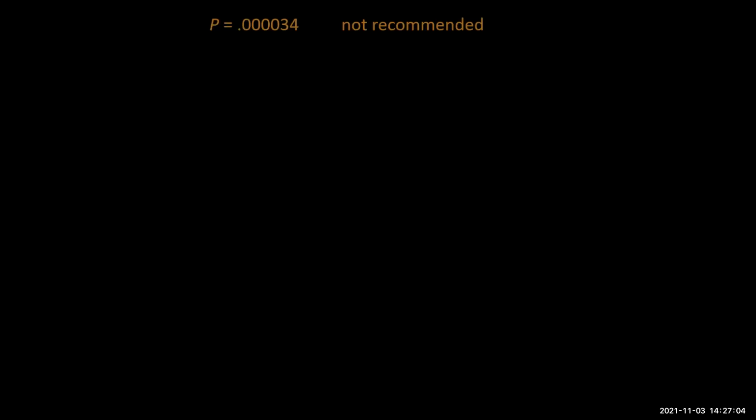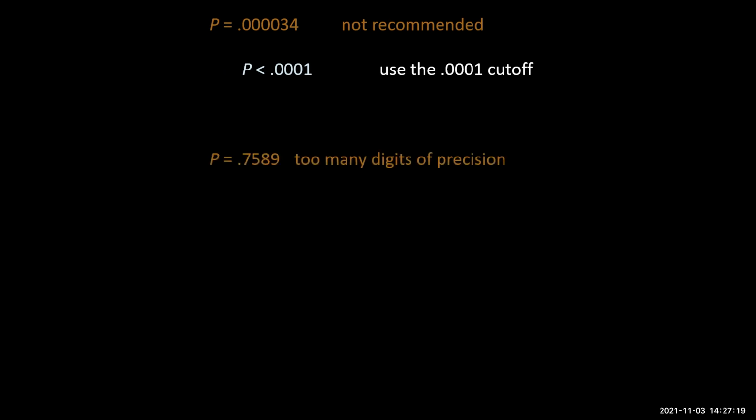So when you're presenting p-values, don't include too many zeros in the p-value. If it's very low, less than 0.0001, then just write it as p less than 0.0001. Don't include too many digits of precision. 2 is enough, so p is equal to 0.76, or p is equal to 0.035, or p equals 0.001.